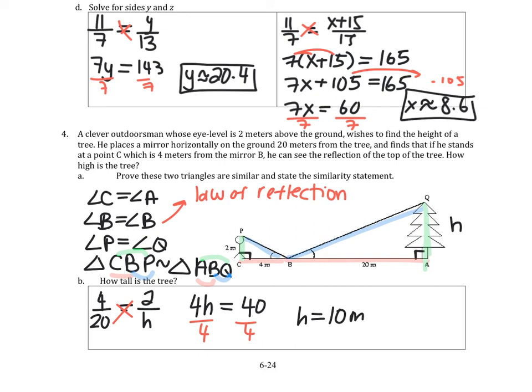And in this case it is a word problem, so therefore the tree is 10 meters tall. And that's it for solving similar triangles. Make sure you know how to state similarity and prove similarity, and then you're just matching sides up to create your proportion and cross multiply to solve for whatever unknown you need.